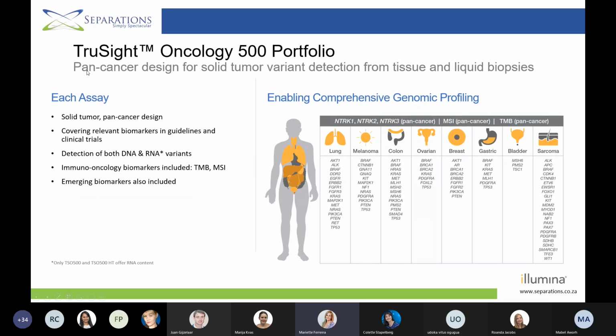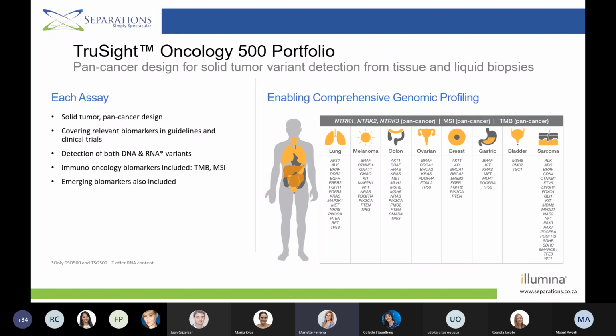So with the TruSight Oncology 500 portfolio, you really enable comprehensive genomic profiling of a bunch of different cancer types. We look at solid tumor, it's a pan-cancer design, and it covers all the relevant biomarkers in guidelines and that's been discovered in clinical trials.